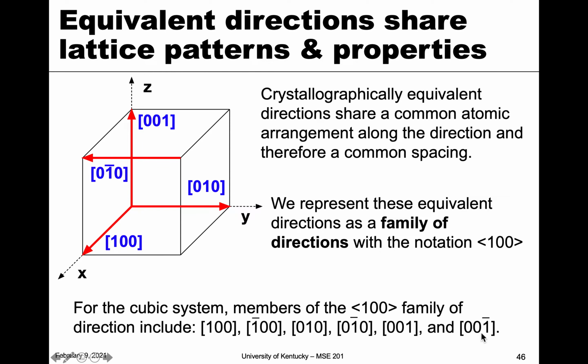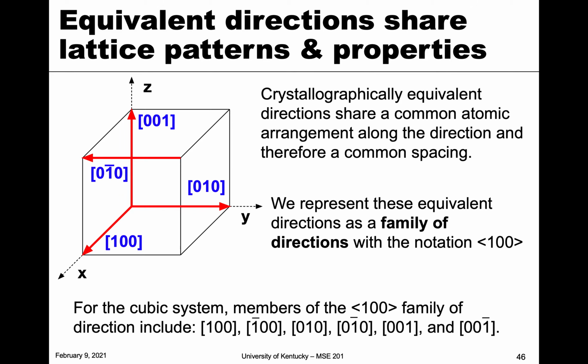Certain directions in a system share common features. So if we're talking about a cubic system, the features, for example, in the 1, 0, 0 direction, this direction, so basically the x-axis, the y-axis, which is 0, 1, 0, or the z-axis, or any of these others that run along the edges of a cube, share the same pattern of atoms and the same properties, electronic, mechanical, and so forth.